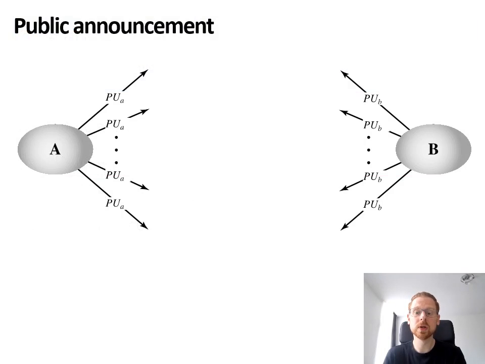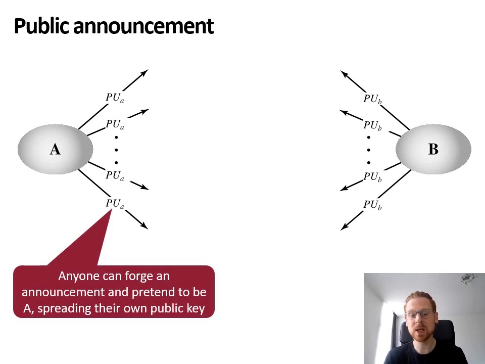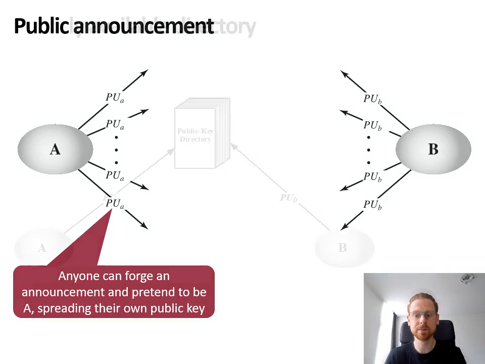Let's take a closer look at the public announcement. In this method, the party that wants to share his public key will just send it to anyone that wants to receive it. However, there is not any type of control, which means that anyone could forge the announcement and pretend to be A, spreading their own public key. As such, this method does not protect against the man-in-the-middle attacks I talked about in the previous video.